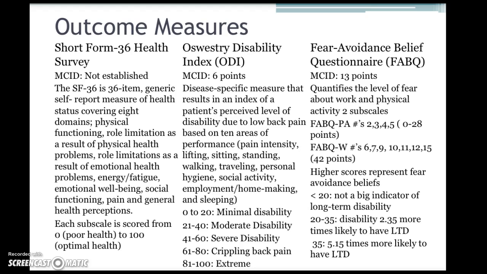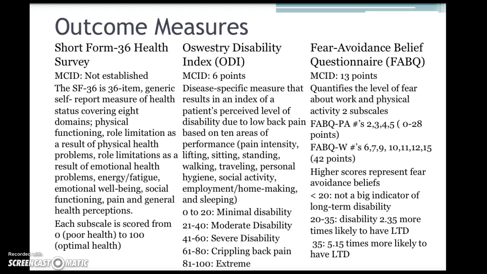3 outcome measures are typically utilized to measure lumbar spinal stenosis. The first outcome measure is the Short Form 36 Health Survey. The MCID, or minimally clinically important difference, has not been established for this outcome measure. The SF36 is a 36-item generic self-report measure of health status covering 8 domains, including physical functioning, role limitation as a result of physical health problems, role limitations as a result of emotional health problems, energy fatigue, emotional well-being, social functioning, pain, and general health perceptions.